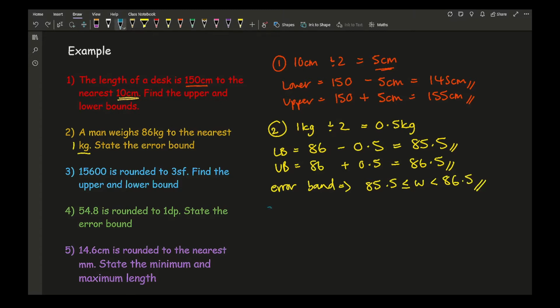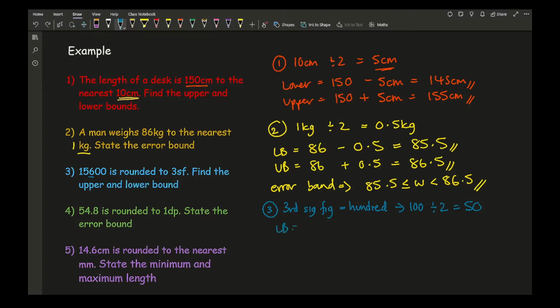Now when it comes to question 3, it says 15,600 has been rounded to 3 significant figures. Find the upper and lower bound. Now here my third significant figure is the 6, and that 6 represents hundreds. So if I do 100 divided by 2, that equals 50. So what I need to do is add and subtract 50 to 15,600.